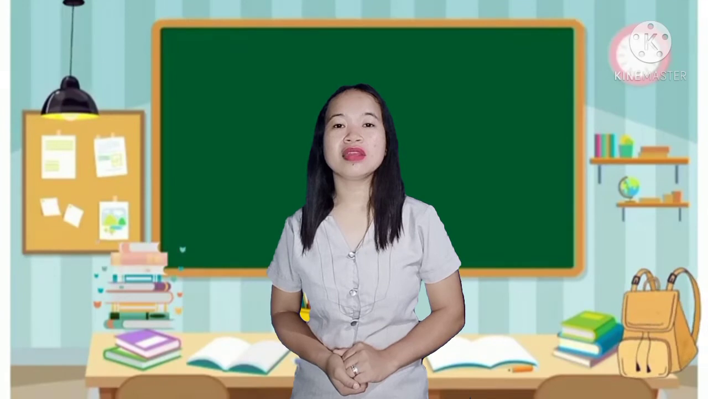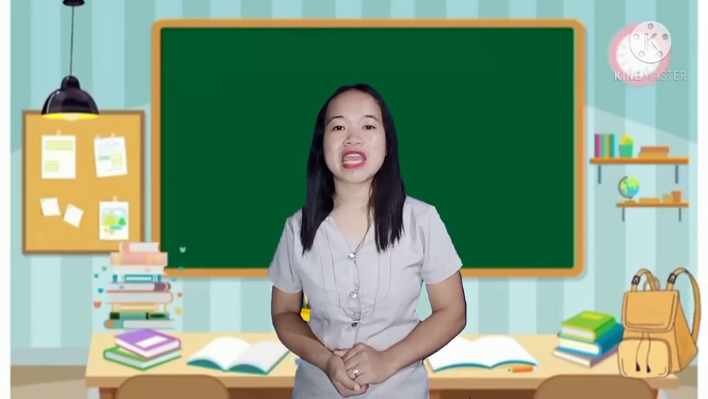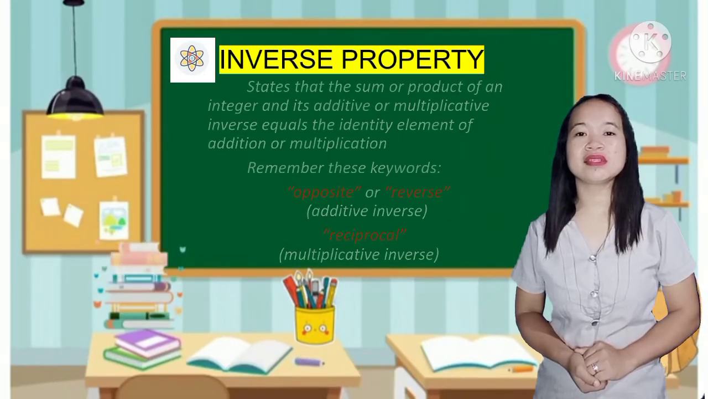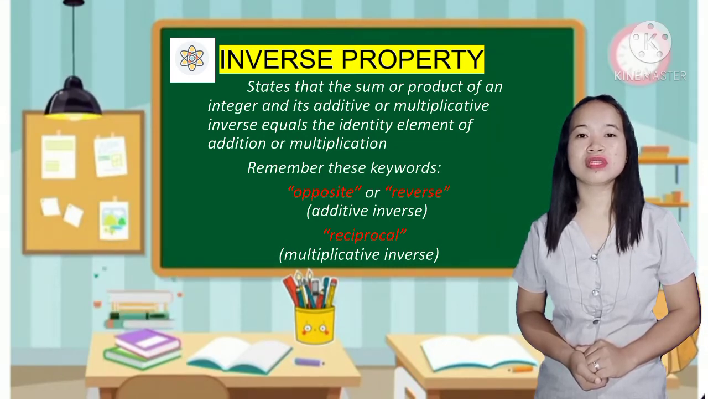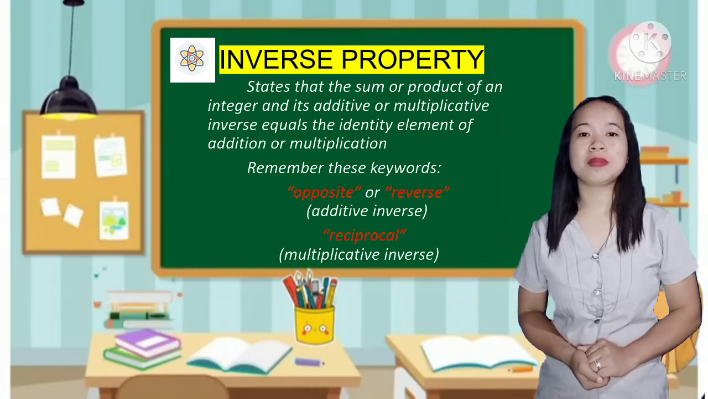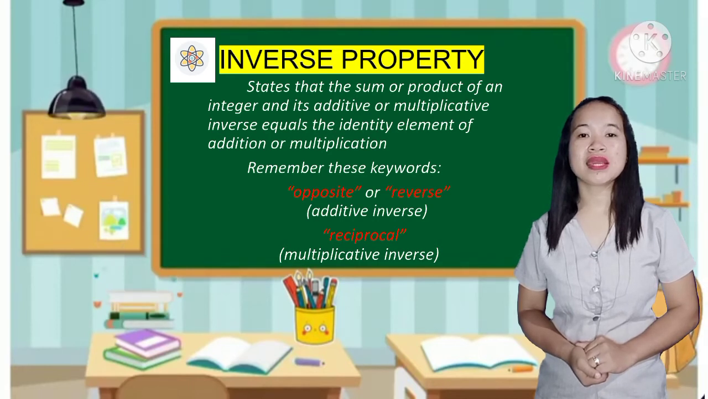Now, we are in the last property of the operation on integers, the inverse property. Inverse property states that the sum or product of an integer and its additive or multiplicative inverse is equal to the identity element of addition or multiplication. Remember these keywords? Opposite or reverse for additive inverse, and reciprocal for multiplicative inverse.